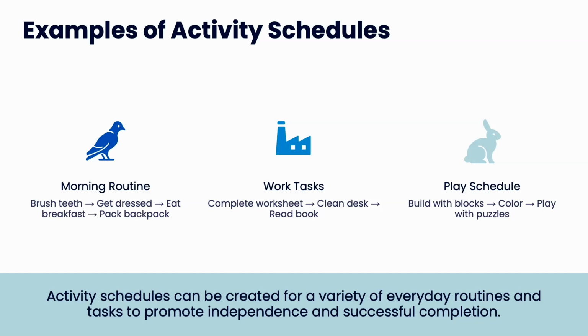Examples of activity schedules: a morning routine: brush teeth, get dressed, eat breakfast, pack backpack. A work task: complete worksheet, clean desk, read a book. For independent time, they give the students like 30 minutes of independent time, and that's the routine they follow. A play schedule: first we build with blocks, then color, then play with puzzles. So you can build these out for all day long, or for a specific period of time.